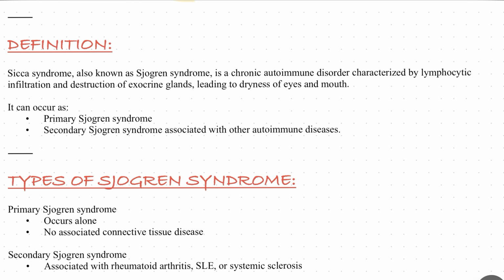Today we are going to learn about Sjogren syndrome, a very important topic under rheumatology, and it goes like this. Maybe you are familiar with the Sjogren syndrome name. Sjogren is a chronic autoimmune disorder characterized by lymphocytic infiltration and destruction of exocrine glands.